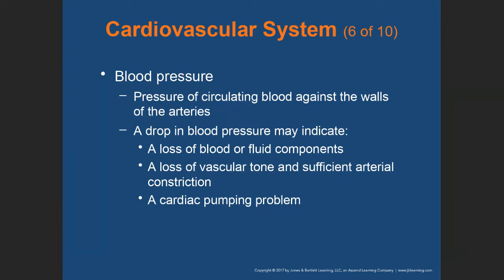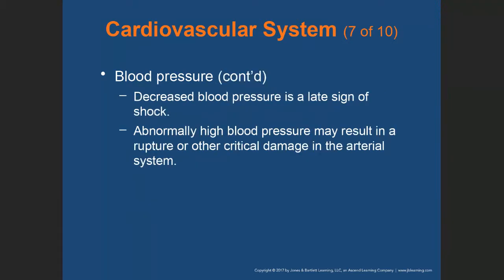Right? So blood pressure will be affected by loss of blood or fluid components, vasodilation of the blood vessels, or something wrong with the heart muscle itself. Decreased blood pressure is a late sign of shock. So once the blood pressure is low, the patient is now in what we would classify as the decompensating phase of shock. Abnormally high blood pressure may result in a rupture or other critical damage in the arterial system.